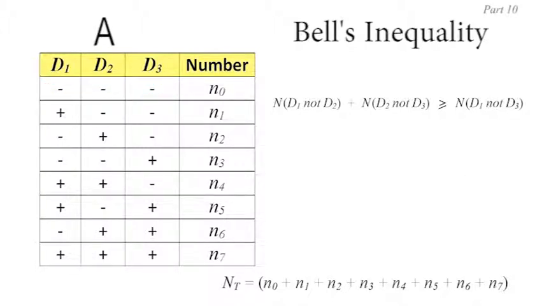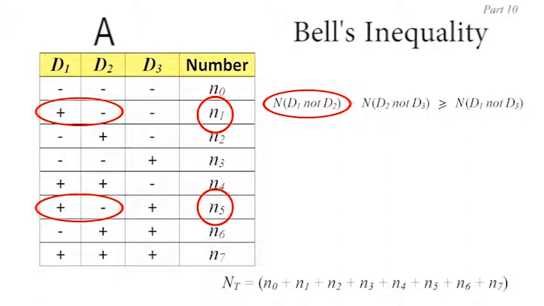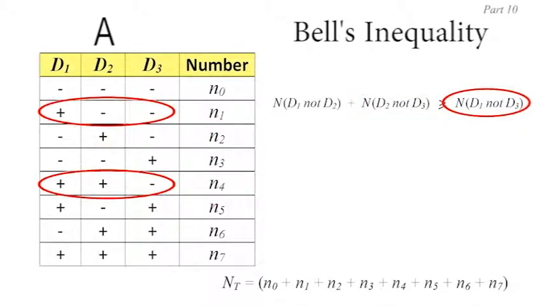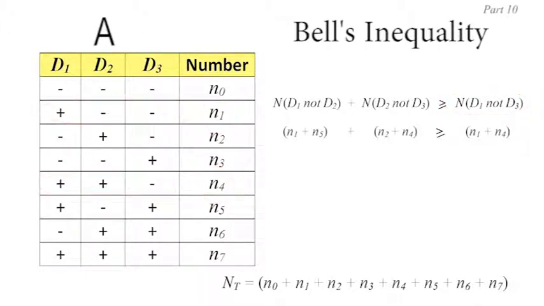For the others, however, the number with plus D1 and not plus D2, that's minus D2, is obviously N1 plus N5. The number with plus D2 and not plus D3 must be N2 plus N4, and the number with plus D1 and not plus D3 is obviously N1 plus N4. Once again, rearranging the N's on the left hand side to make it more obvious, this means that Bell's inequality suggests that N1 plus N4 plus N2 plus N5 must be greater or equal to N1 plus N4.